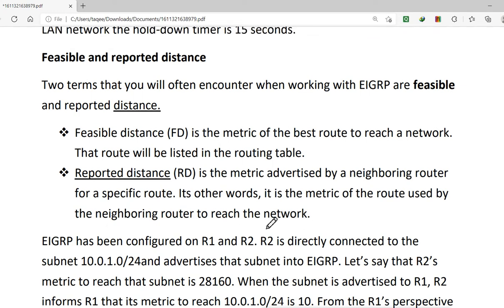Sometimes we get confused with feasible distance and reported distance, so make sure you understand that feasible distance means the distance which we put into the routing table, the combined, total distance. And reported distance is the distance which is advertised by the neighboring router.